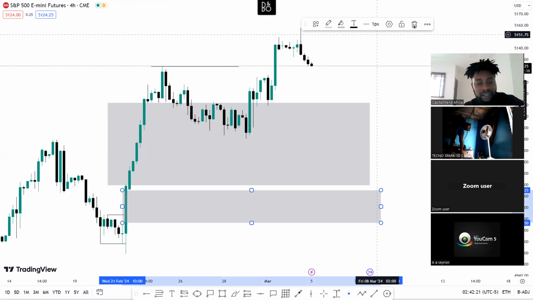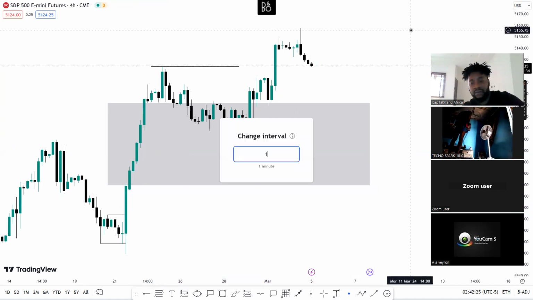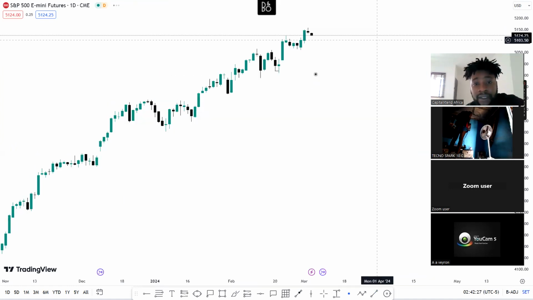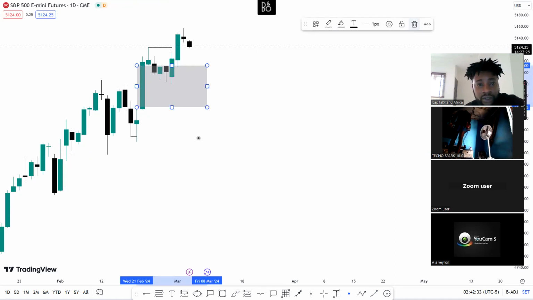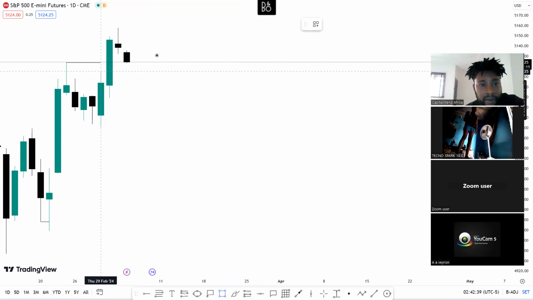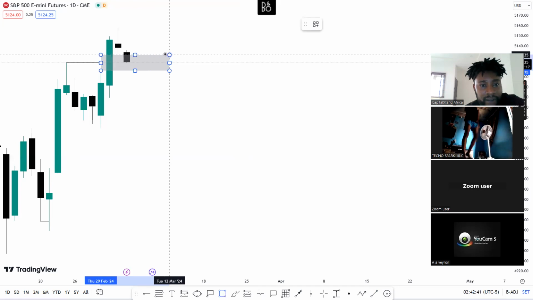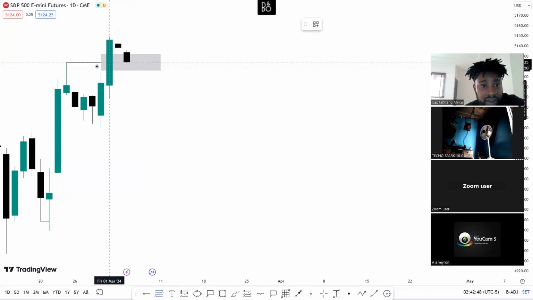Instead, price played the daily 50%, the daily consequent encroachment, to give us this up movement, right? So today we have this gap, which price is currently trading into, and let's take a measurement of this gap.